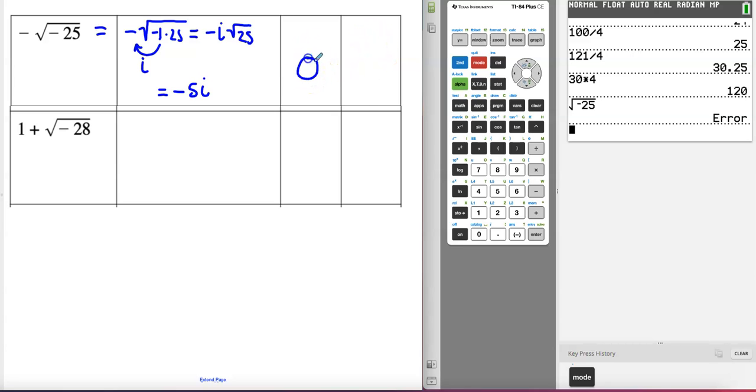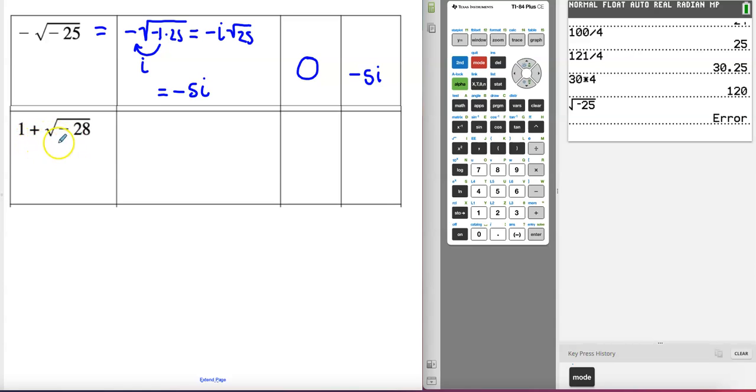Well, again, we have no real part, and our imaginary part is negative 5i. Okay, let's look at another example here. All right, so here I have 1 plus the square root of negative 28.